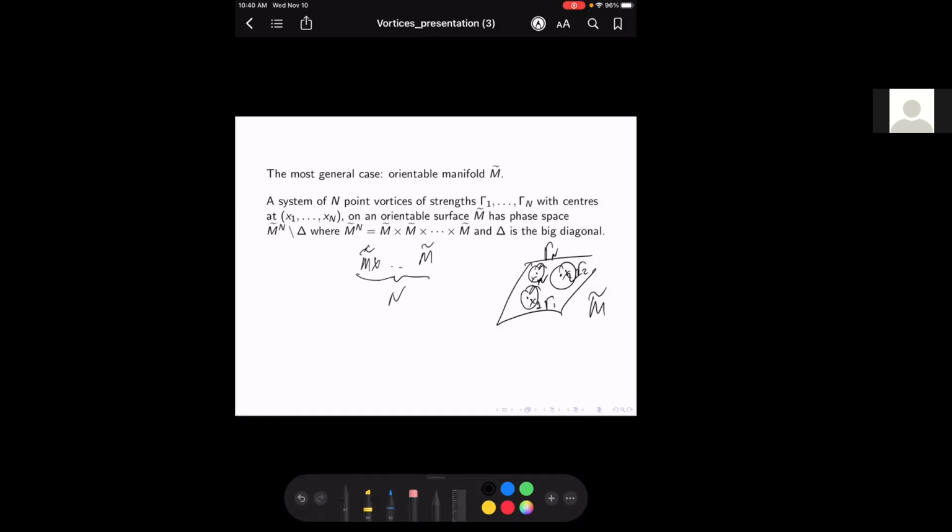And then we have to subtract the set delta, which we call the diagonal. This set delta is given by all the n-tuples (x1, ..., xn) such that some xi is equal to xj. So delta is the set of possible collisions of centers of the point vortices. And we are not allowing for that because the Hamiltonian will have a singularity, as we will see in a bit.